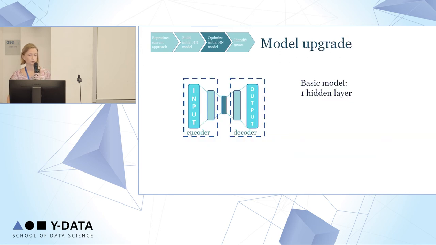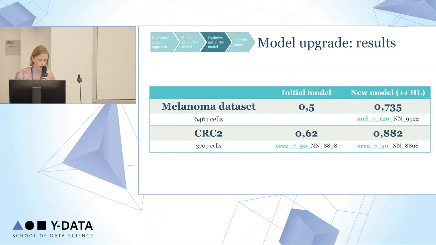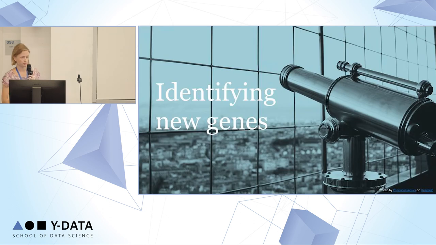We upgraded our model. Instead of one hidden layer, we used two hidden layers, and it helped us to dramatically improve our results. For example, for melanoma, instead of 50%, we got 74. And we also improved this CRC2 data set to 88%. So by this time, we got embeddings with high accuracy.